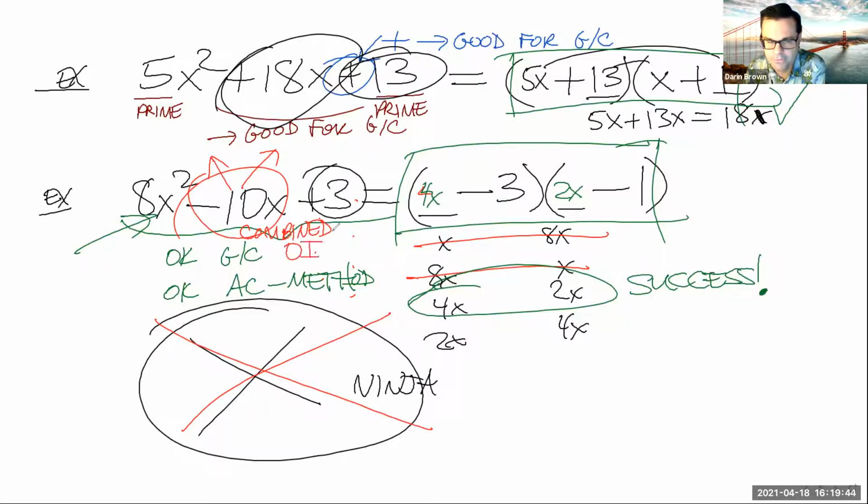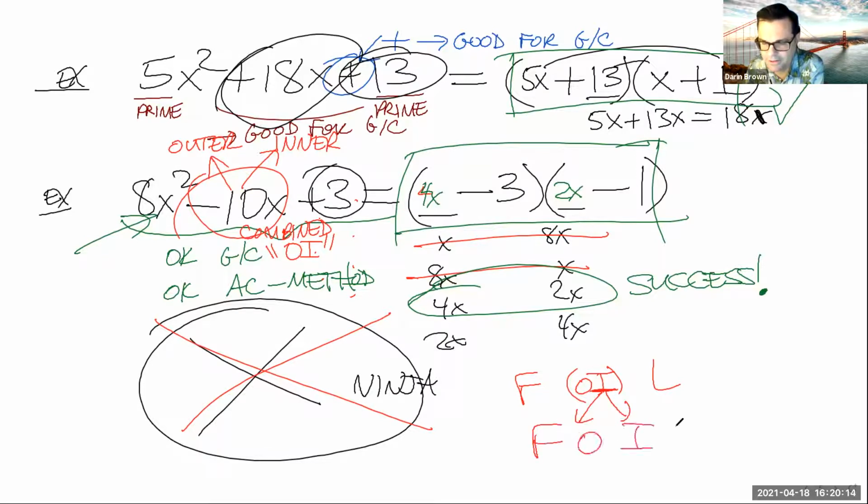This is the combined OI of FOIL, right? FOIL is first, outer, inner, last. That middle term you're seeing there is the combined outer and inner put together. So what we're trying to do is, in a sense, uncombine the outer and the inner. So we're trying to take the F, OIL. This is what we have right now. We're trying to take this form of the FOIL and break this apart so that we really have first, outer, inner, last, and then we'll factor by grouping. Okay, so you have to go through that step to unfoil.